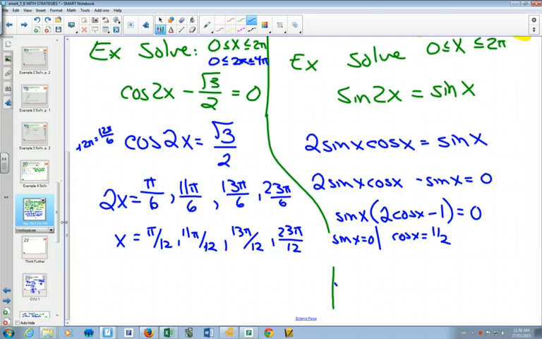When is sine x equal to 0? 0, pi and 2 pi. When is cos x equal to a half? Pi over 3 in quadrant 1. And 5 pi over 3 in quadrant 4.